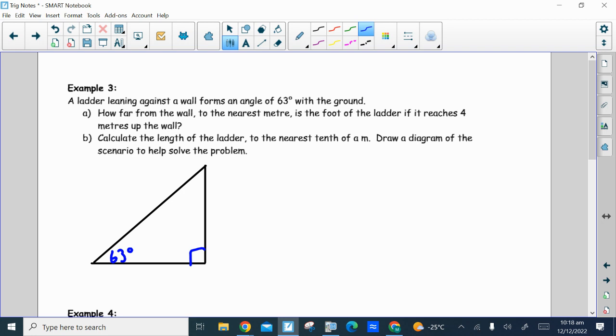How far from the wall to the nearest meter is the foot of the ladder? So that's x, the distance from the bottom of the ladder to the wall, if it reaches 4 meters up the wall. So that's the height of this triangle. That's how high up the wall the ladder reaches. We want to calculate the length of the ladder, so we'll call that L, the length. How long is the ladder? Label the sides. The side across from the right angle is the hypotenuse. We're given that 63-degree angle. The side across from that is the opposite. The third side is the adjacent side.